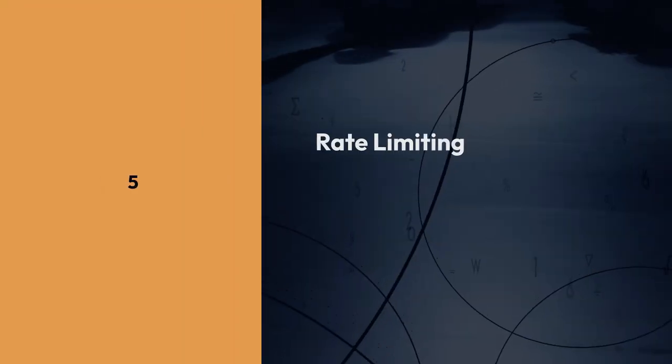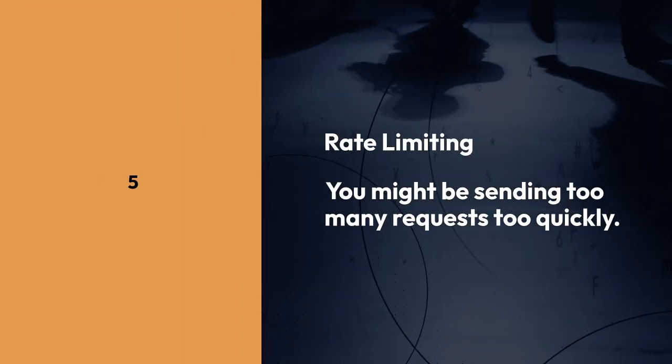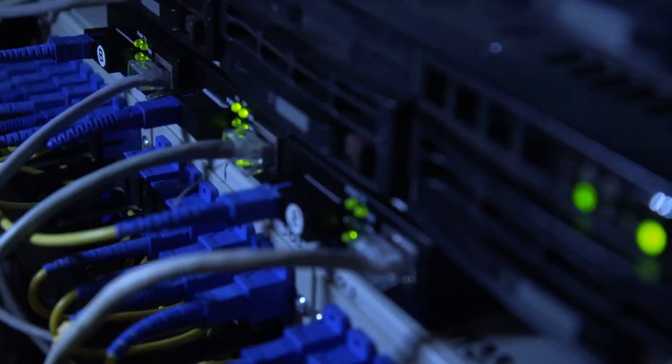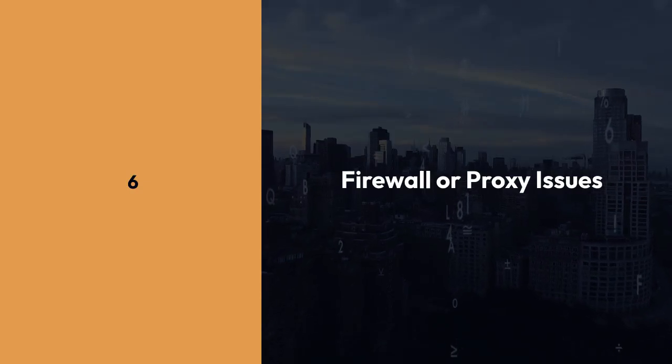Fifth, rate limiting can trigger a 403. You might be sending too many requests too quickly. The server sees this as suspicious. It temporarily blocks your access. Sixth, firewall or proxy issues on either end could be blocking the connection.